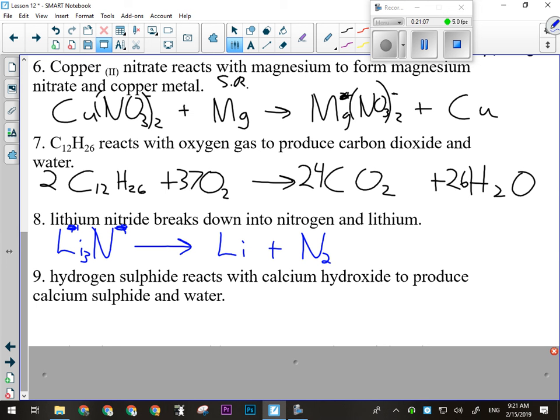And sometimes that happens, right? So what I'm going to do instead is balance the nitrogens first. Since balancing the lithium didn't work, I'm going to balance the nitrogen first instead. There's 2 over here, so I'm going to put 2 over here. When I do that, how many lithiums does it give me? 6. Now the lithium's balanced too. Sometimes that happens. That start with the biggest number rule works like 98% of the time. This is one of the times it doesn't work.